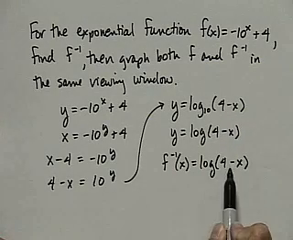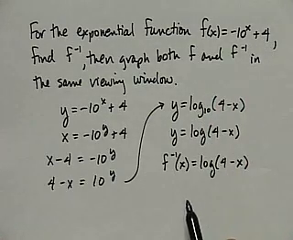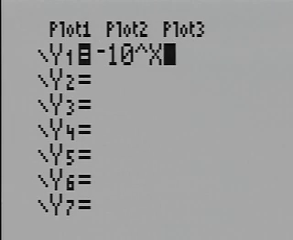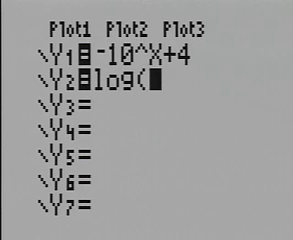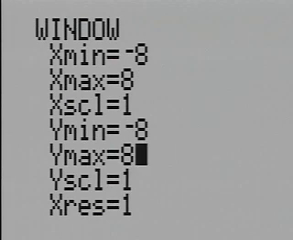So I found f inverse, and now I want to graph f of x and f inverse of x in the same viewing window. Well, let's look at a calculator and do that. On our calculator, we'll put in negative 10 to the x power plus 4, and on your calculator find your log base 10 button, and inside it put 4 minus x. Now as far as a viewing window, what we have set right now is negative 5, 5. Let's extend that to negative 8, 8 with a scale of 1, and negative 8, 8 with a scale of 1 in the y direction, and look at a graph.